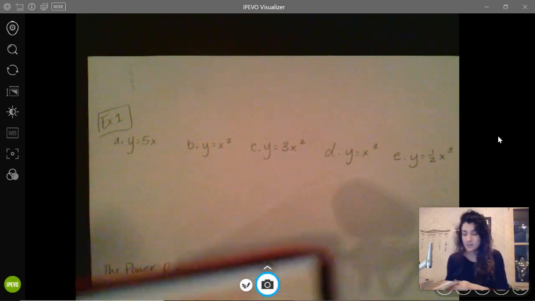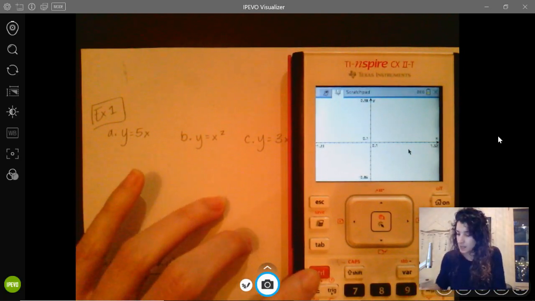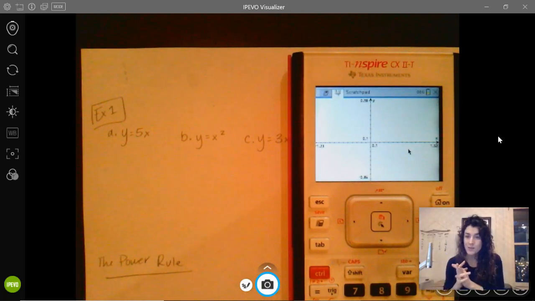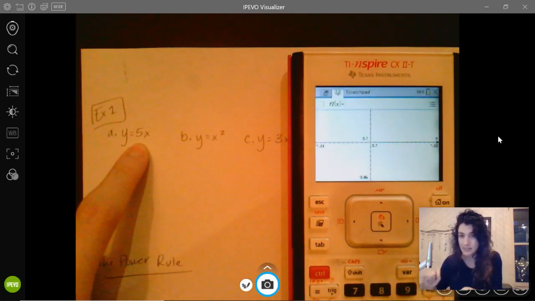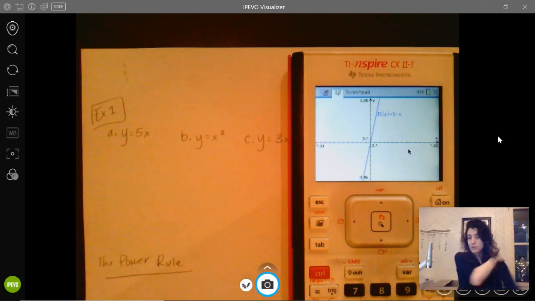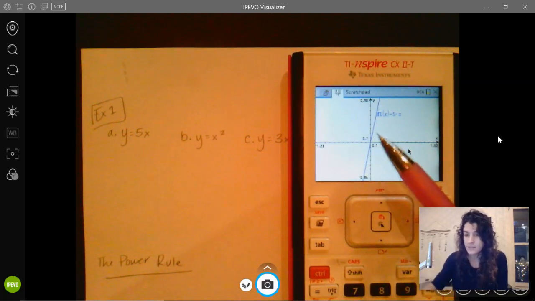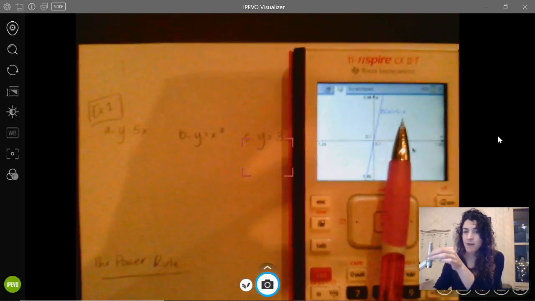TI-Nspire. What we want to do is, sorry, that changed the brightness a lot. What we want to do is first graph our original function. So I just double click on this white space here and I graph 5x. Now it is a line, right? And we know that the derivative of a line is really just its slope, because no matter what, your tangent line will just be the actual line. So we automatically know that the derivative of this function is just the slope of this function, and the slope of this function is 5.